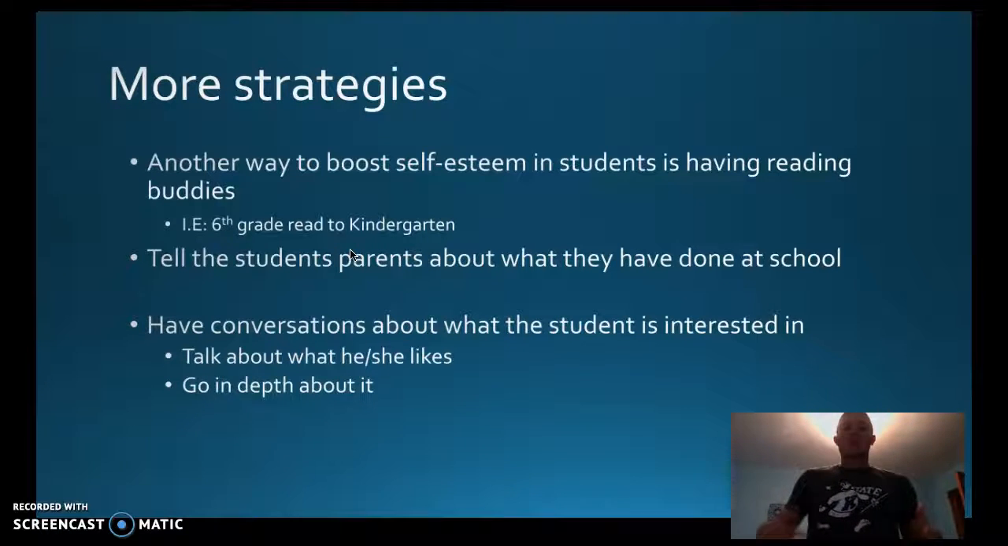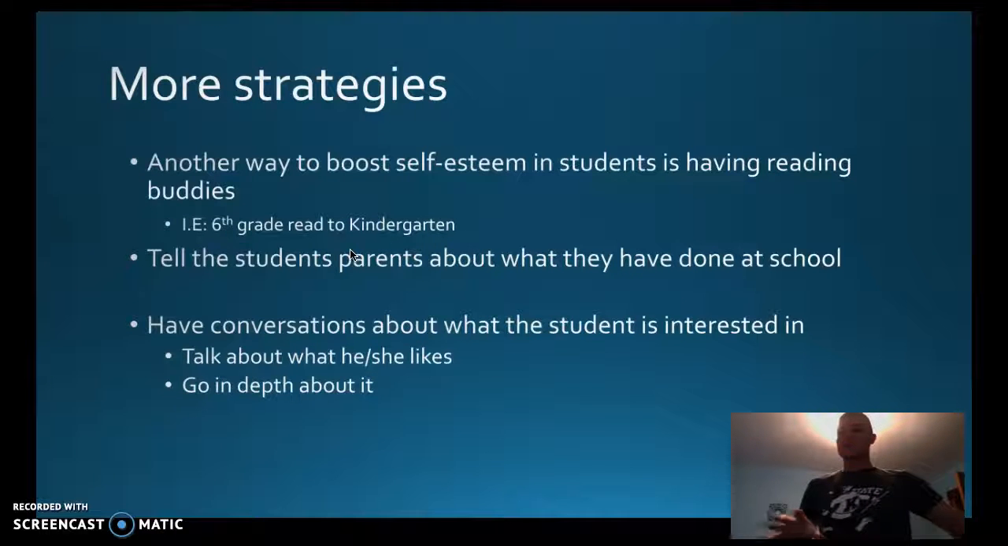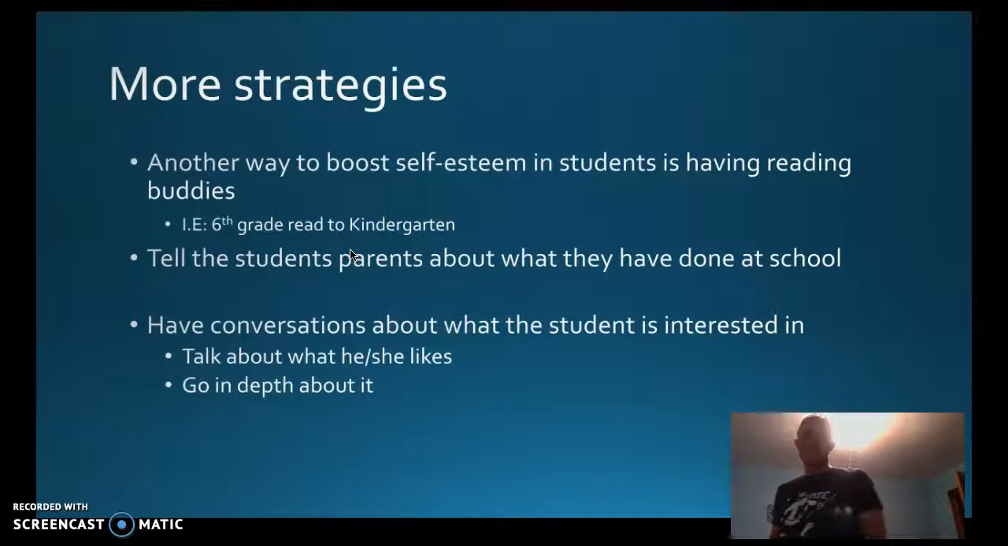We as teachers need to tell the students' parents about what they have done at school. Say they did awesome on a test. They did better on a test than what they think, but the student thinks, oh, I just did all right. Tell the parents. And when the parents know that they're improving, the parents will let the student know at home, hey, your teacher let me know about this. This is awesome. Keep up the good work.